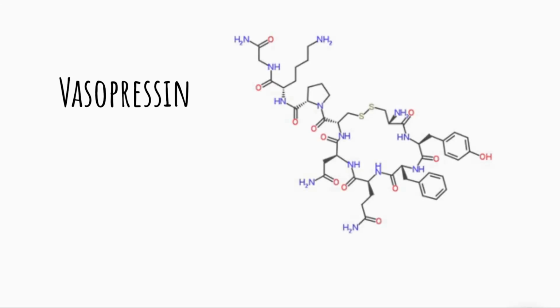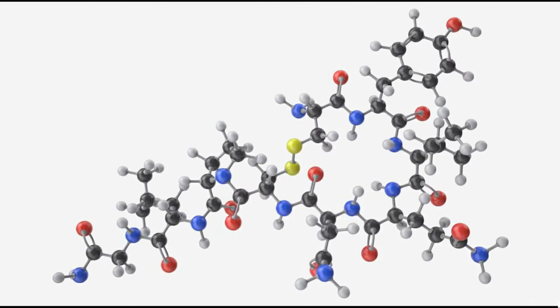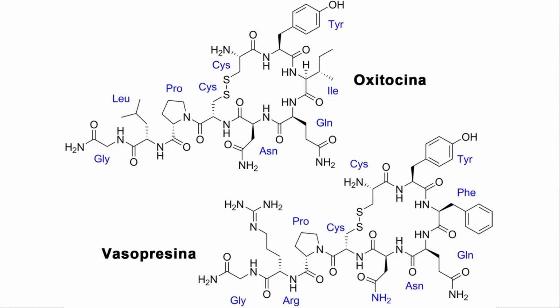Now, the structure of oxytocin is similar to another nonapeptide hormone called vasopressin, which differs from the first one in only 2 amino acids, and as a result of gene duplication, the oxytocin gene is located in the same chromosome as vasopressin, in the chromosome 20. And here is the photo of the structure, and here the biochemical structure of oxytocin and vasopressin, and we can see that both are very similar.